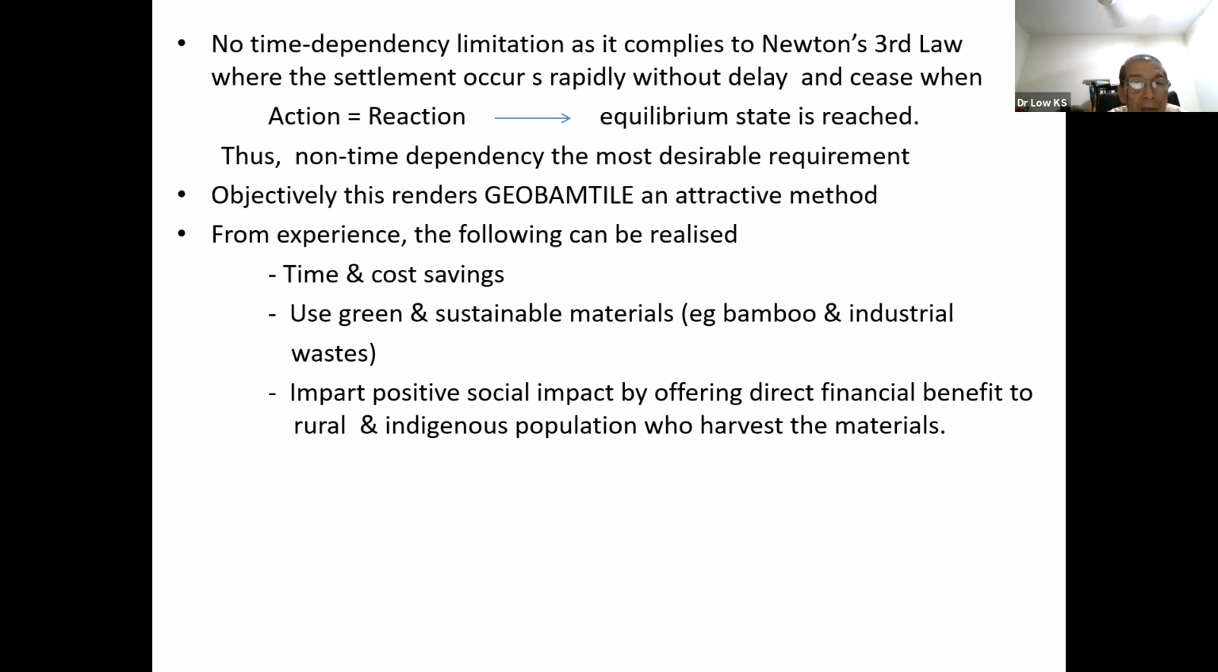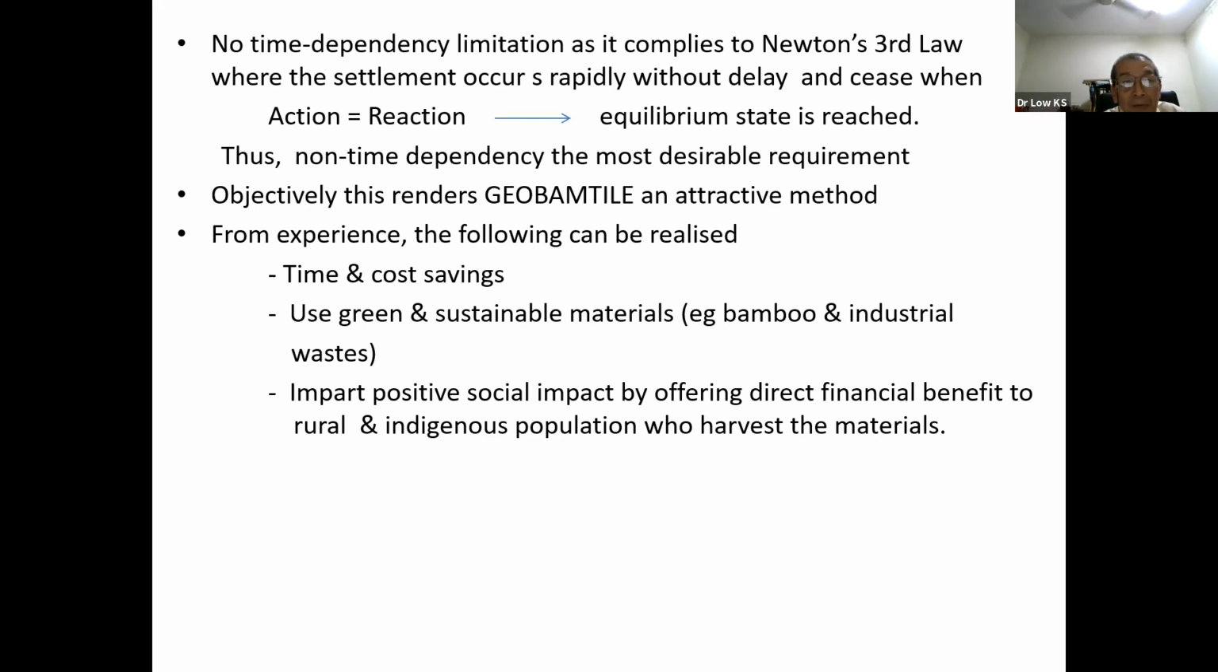Whenever the action and reaction, at any moment of time, whether during construction or after construction, when action equals the reaction, the thing stops in equilibrium. That is the real advantage of the system. So objectively, it renders the job done attractive. This is why it is now getting popular, right?